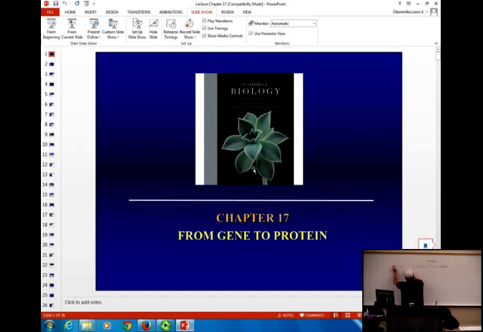Transcription. Right, so this is transcribing, or transcription. And then how many letters in RNA? And how many letters in proteins? 20. So that's a completely different language, right? So what do we call it when we convert one language into another? Translation. So going from DNA to mRNA is called transcription. Going from RNA to protein is called translation.